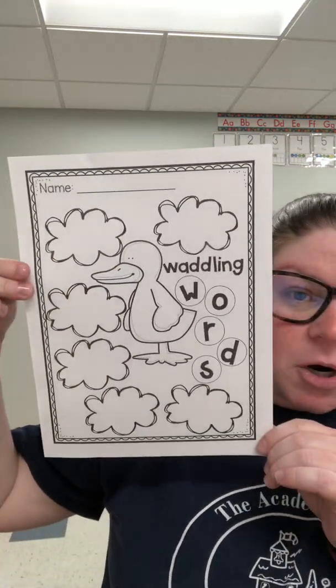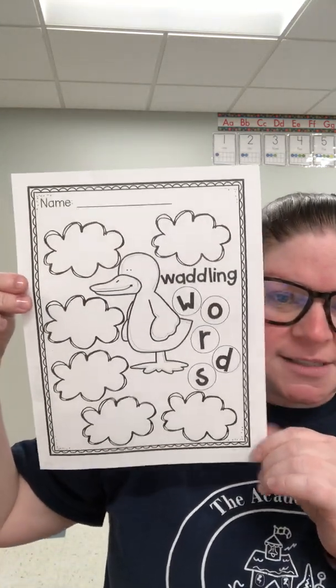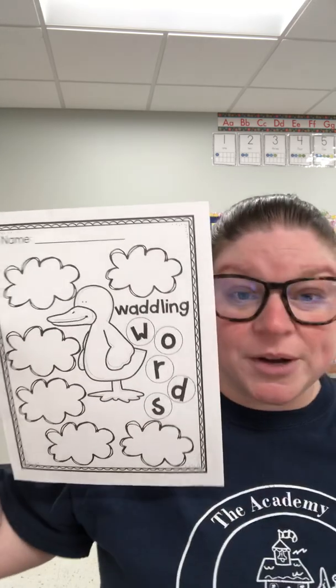If you're swimming, that is an action. When you think about an action, you want to think about movement. All right? So this week we are going to get to practice some action words, and today we're going to practice that skill with our waddling words. So look at this duck. What we're going to do is think about actions that a duck would do.